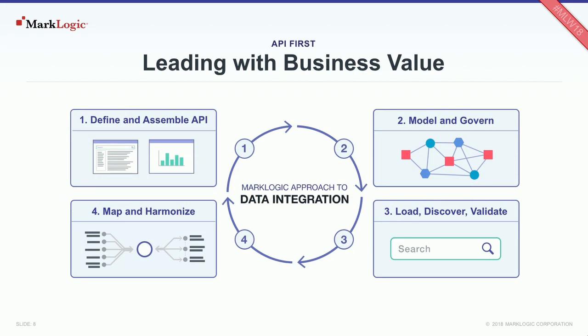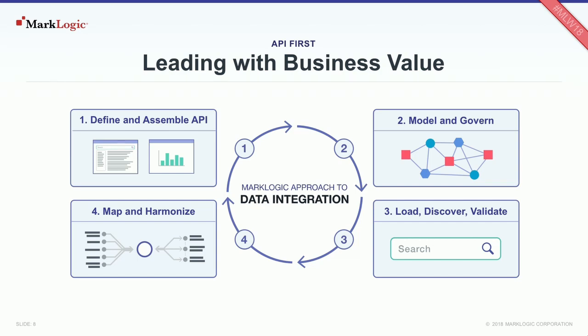So if the API is first, what's next? You'll see similar diagrams like this. The important thing to understand here is that getting value out of integrated data is not a linear process. It's a continuous cycle. And this is really important. As with Agile software development, it's about iterating and getting feedback at each iteration to make sure you're still focusing on the business value. So in this case, we want to define the API.